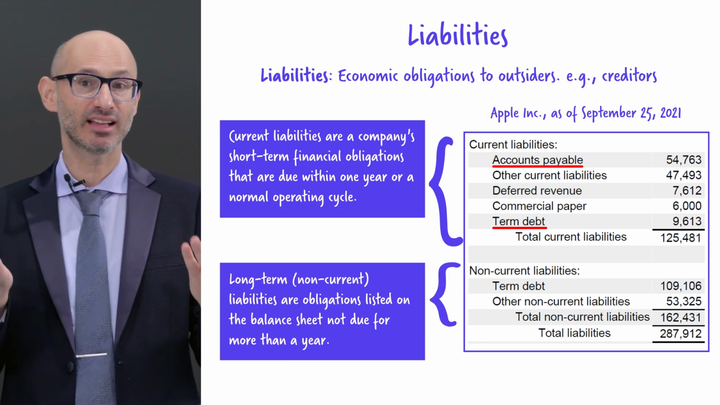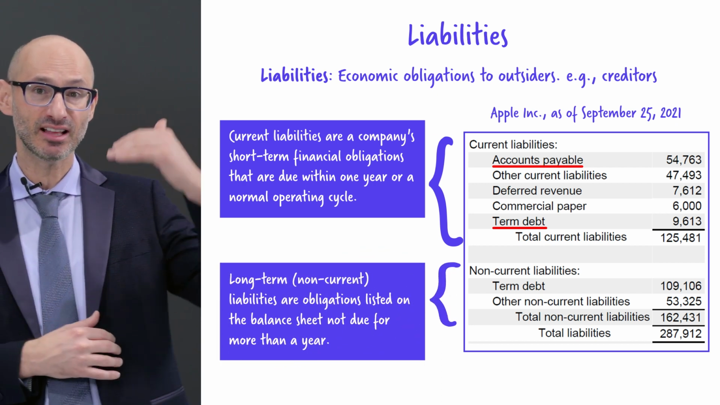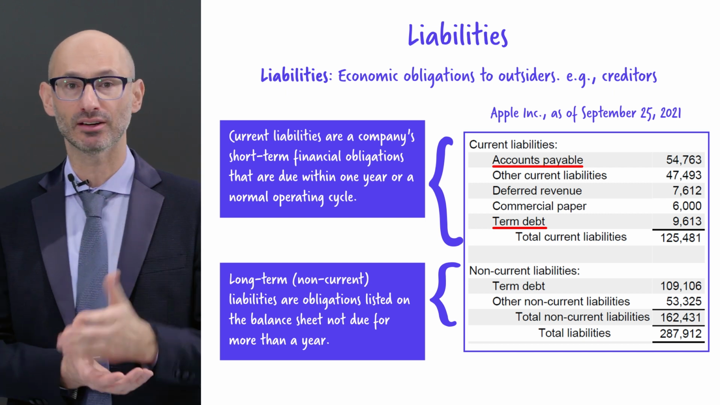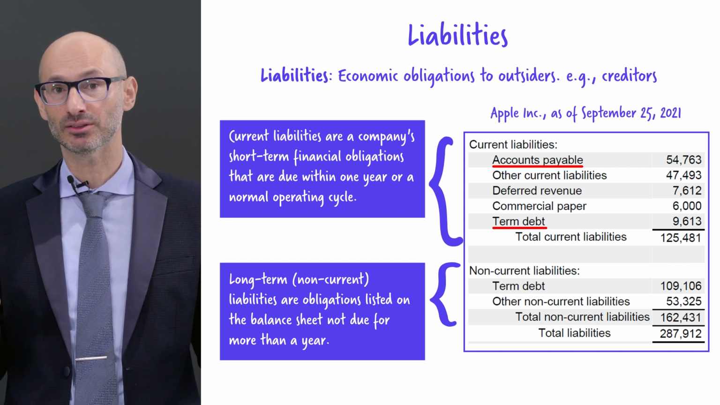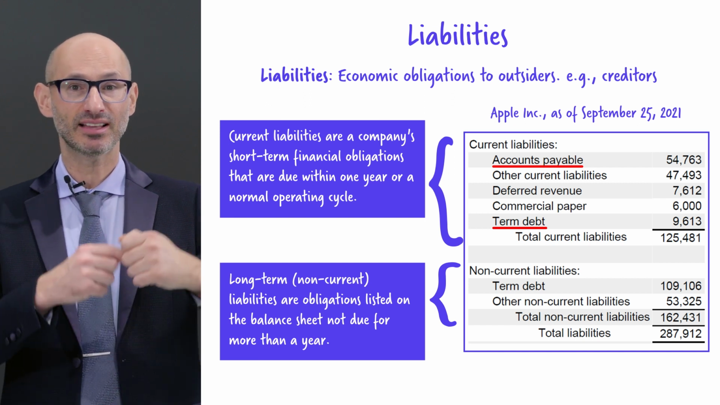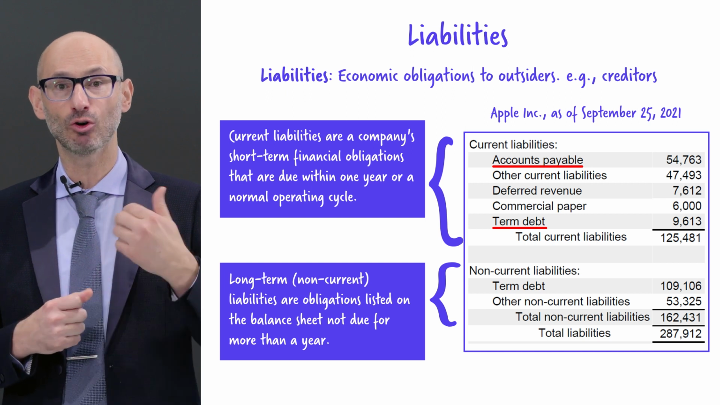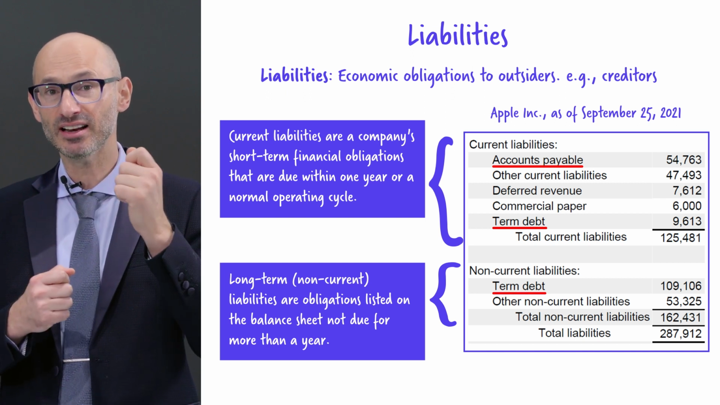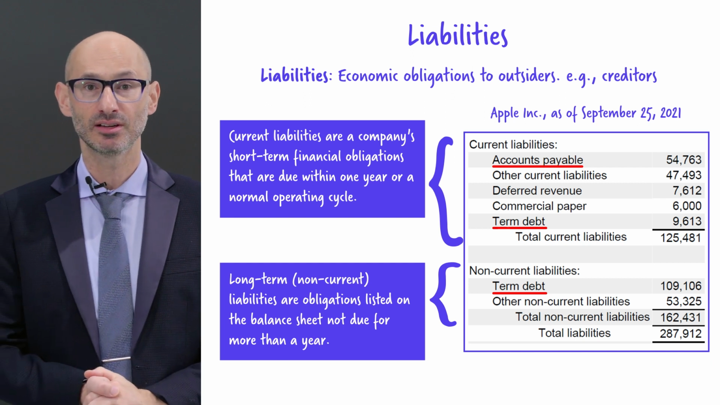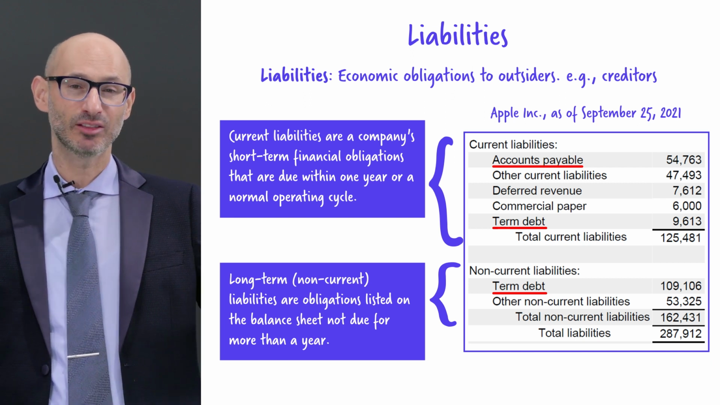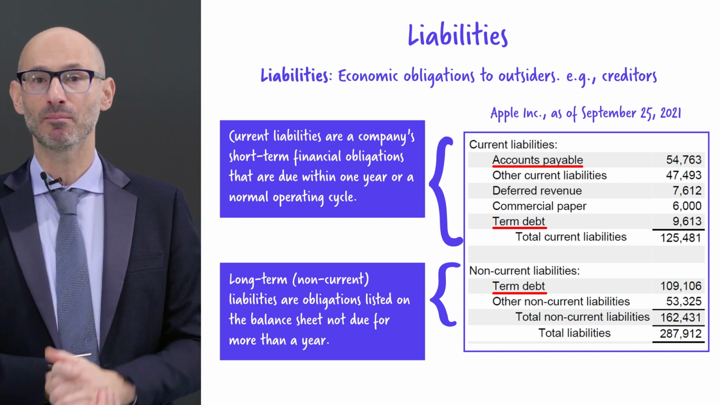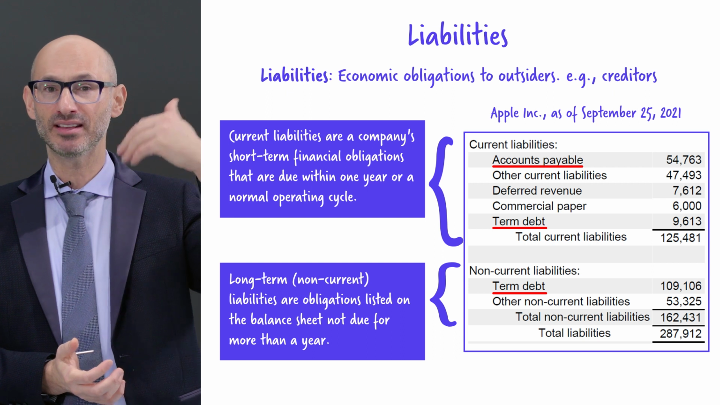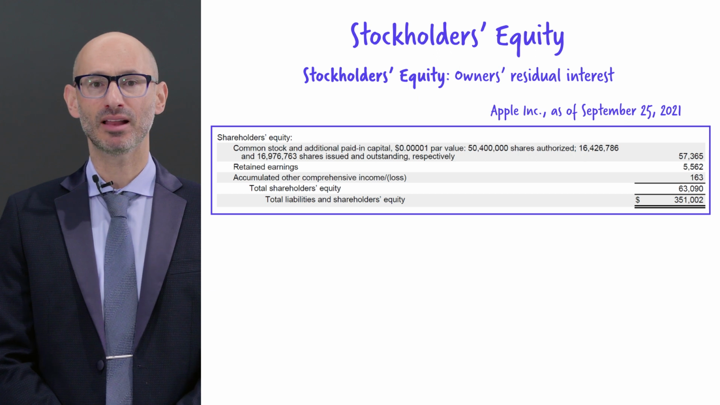Long-term, non-current liabilities are obligations listed on the balance sheet not due for more than a year. Non-current liabilities can be considered anything not classified as current. In the case of Apple, the debt that has to be paid starting next year and over the long horizon is $109.1 billion. Yes, Apple has a lot of debt, and $109 billion is a lot of cash. But Apple is a very rich and successful company, and they will easily be able to pay that over the next few years.